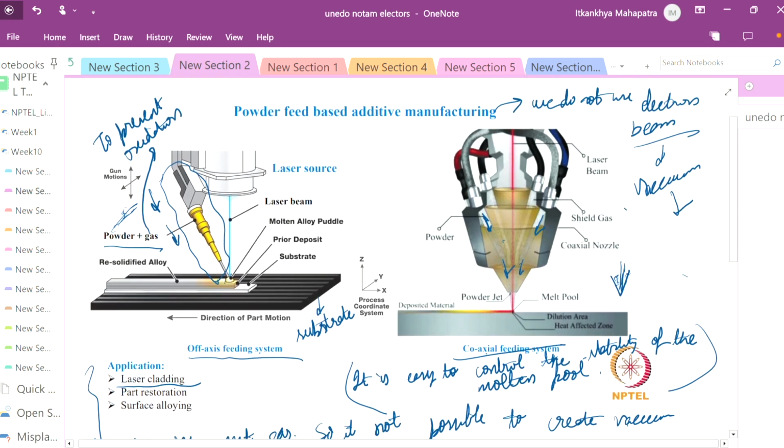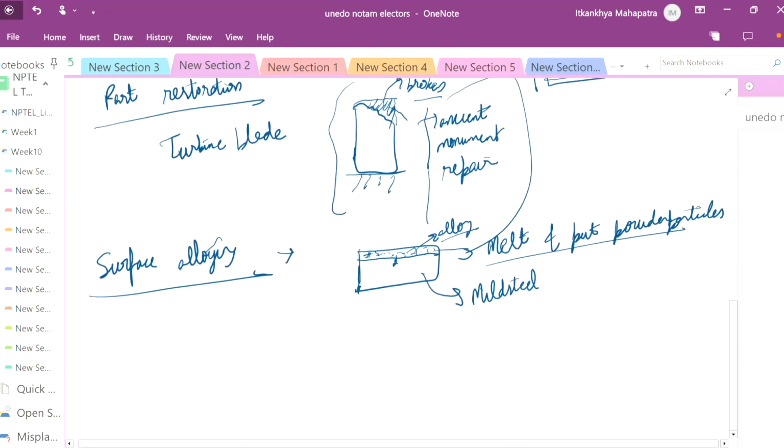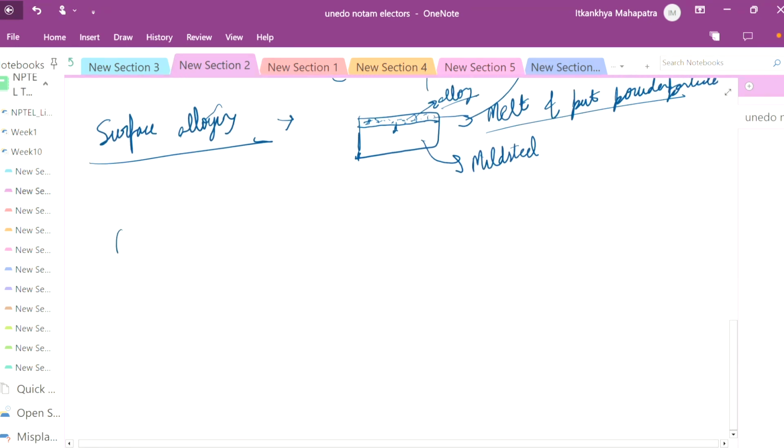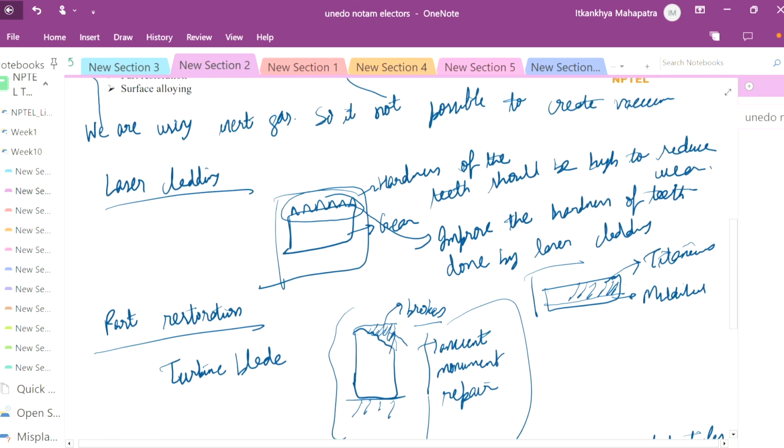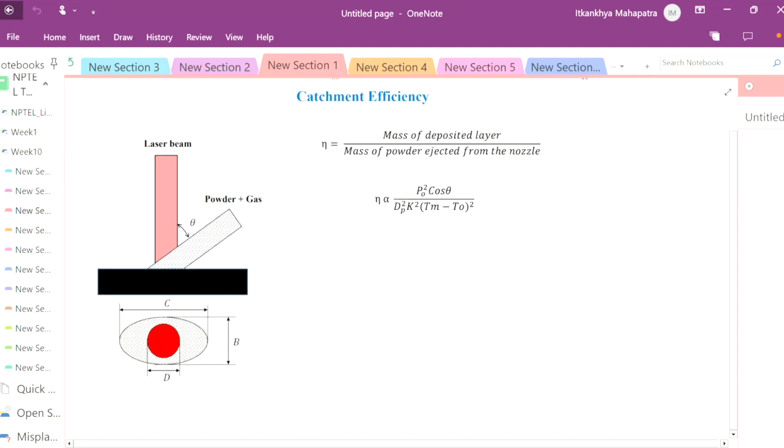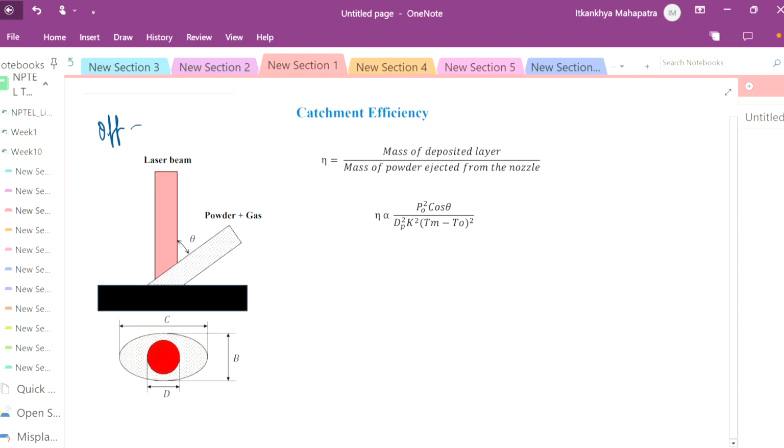Next is, now, in off-axis feeding system, we'll discuss something about off-axis feeding system. Okay, I'll go on to the next slide. Okay, this is about off-axis feeding system.